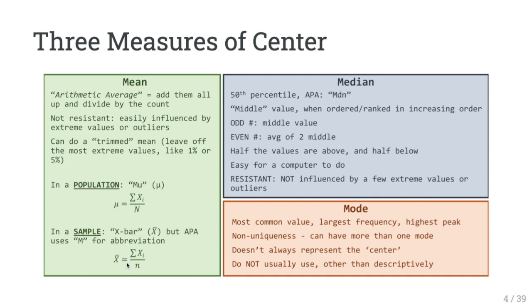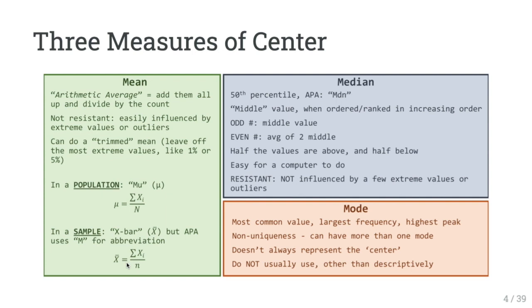When it comes to the median, it is the 50th percentile. It's actually the middle value. So the mean is the balance point. The median is the middle value. So if you order all the values from lowest to highest, it is the middle value. If you have an odd number of values, then it's just the middle value. If you have an even number of values, then it's the average of the two that are in the middle, because there's not just one in the middle.